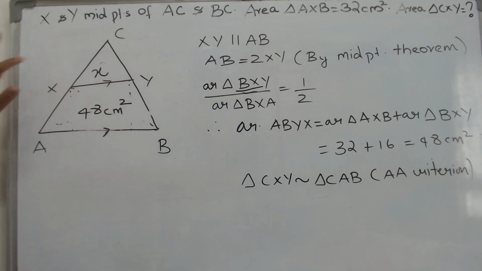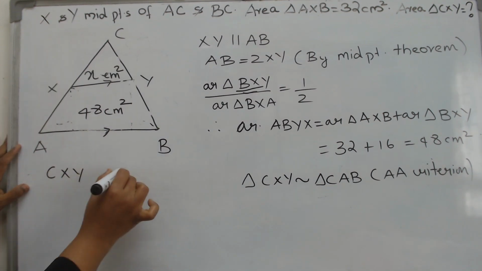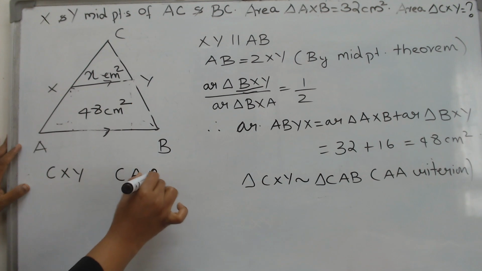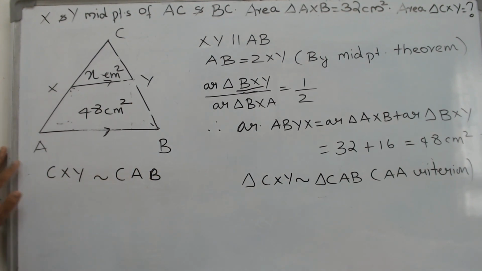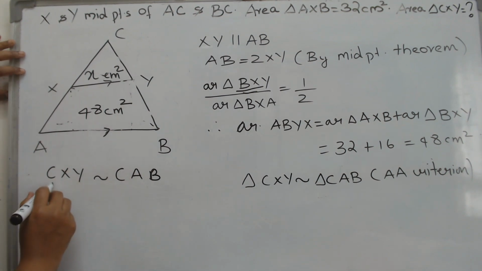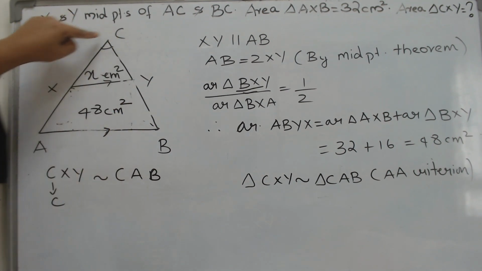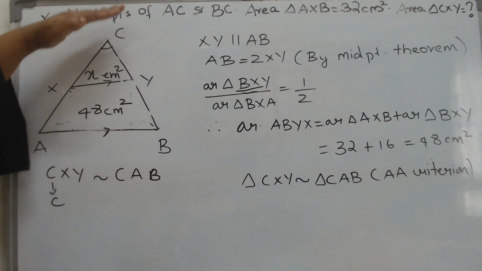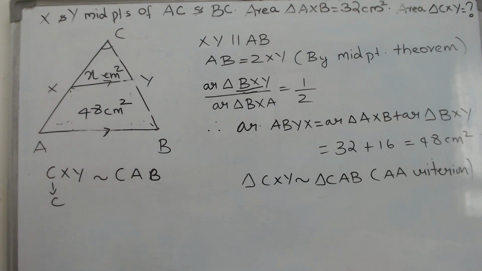Let me name this X. What we need is X. The triangles CXY and CAB are similar to one another. Can you tell me why? Using what criterion they will be similar? If you look at the angle C, the angle C is common to both CXY and the whole triangle CAB, the original triangle that we started with, whole of this big triangle. So C is a common angle to both.